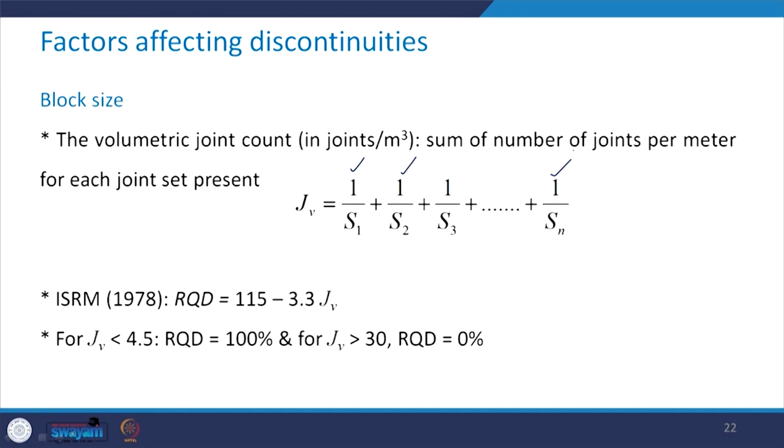ISRM has also given a relationship between RQD and JV. This we have seen earlier also. So it is the same expression. RQD is 115 minus 3.3 times JV. So when you have JV less than 4.5, RQD is considered to be 100%, and for JV greater than 30, RQD is considered to be 0%. So this is what you must remember.